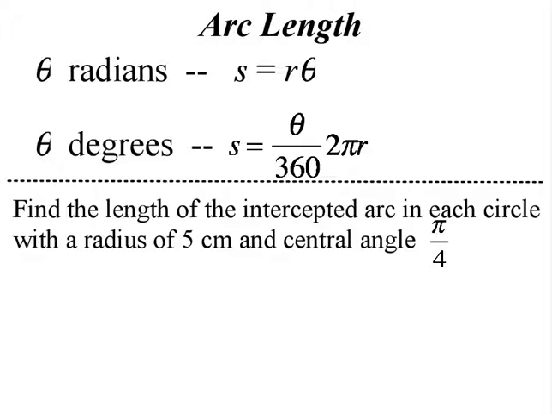Which one? Do I use this one or this one? Top one, because pi over 4 is in terms of radians. Now it doesn't say radians, but remember whenever we have a pi, that always means radian form. So the R in the radians up on top means the radius? No, radius, yes. Okay. So our formula is S equals R times theta.